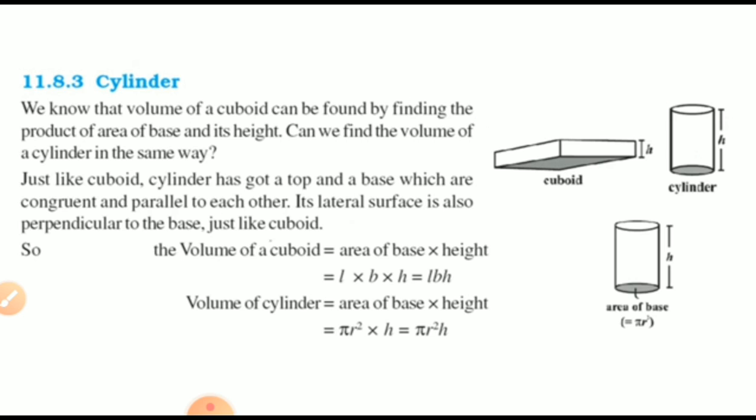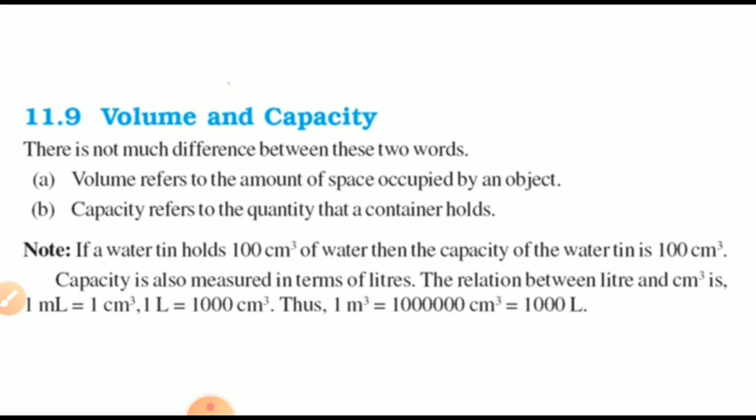Now look at the cylinder. Cylinder में क्या करेंगे बेटा? Volume of cuboid, yes, आ गया बेटा? L, B, H. And volume of cylinder is area of base and height. Height means H, and area of the circular base means pi r square.